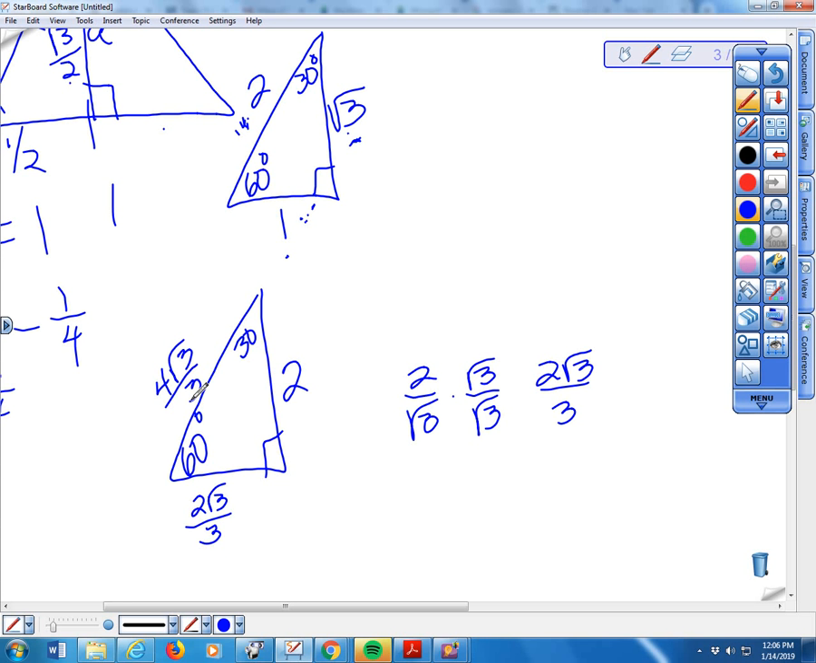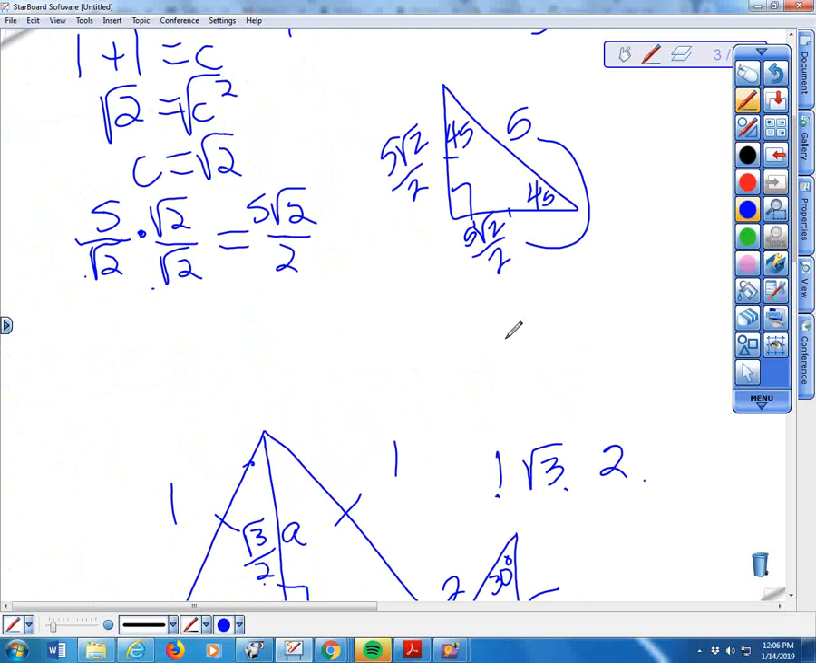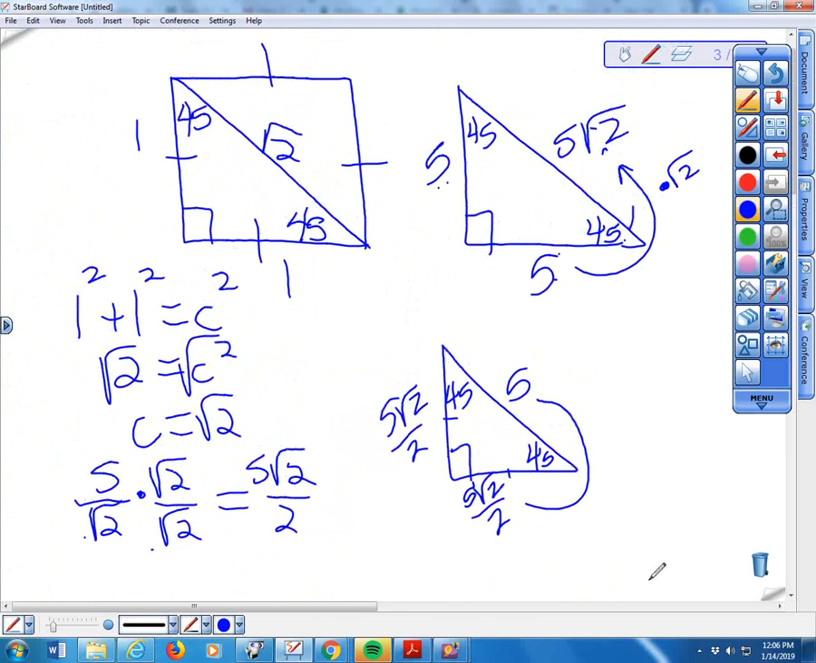Yes? What was the 45, 45, 90? 1, 1, square root of 2. And they're up here. They use x instead of 1. But it's the same idea. Whatever number you have on this leg, you're going to multiply it by the square root of 2 to get the hypotenuse. Whatever number you have across from the 30, you're going to double it to get to the hypotenuse. You're going to multiply it by the square root of 3 to get the other leg.